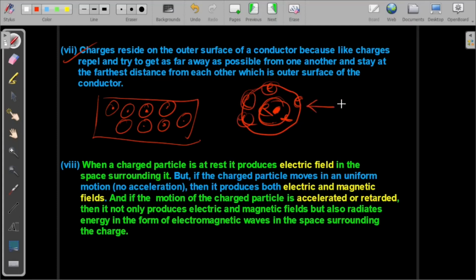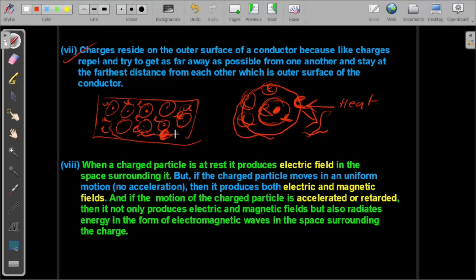If you give extra energy in the form of heat or in another way to this atom, what will happen? This electron will go away, move outward of this atom, and then they will move freely here and there. In this way there will be many free electrons in the conductor. As a result, these electrons will repel each other.